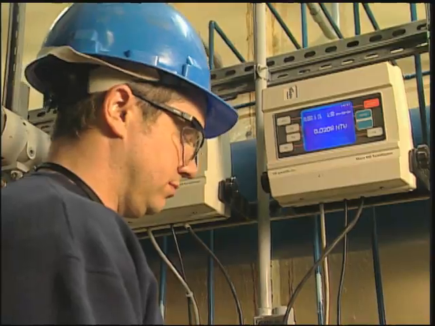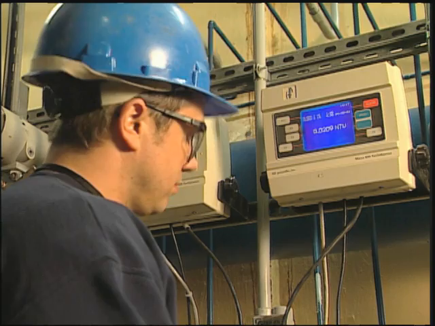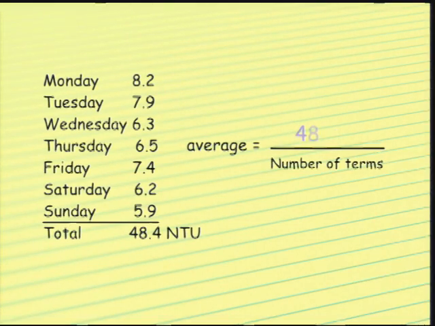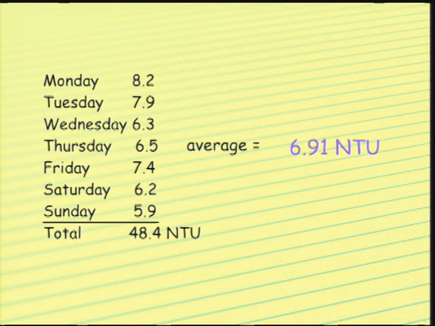In the case of raw water turbidity, a reading taken each day provides the operator with the average daily turbidity as shown. The total turbidity readings of 48.4 divided by 7 days provides an average of 6.91 turbidity units.